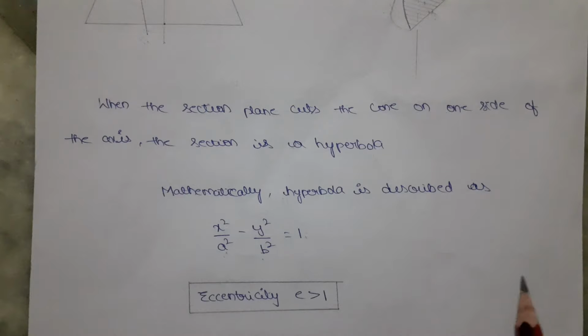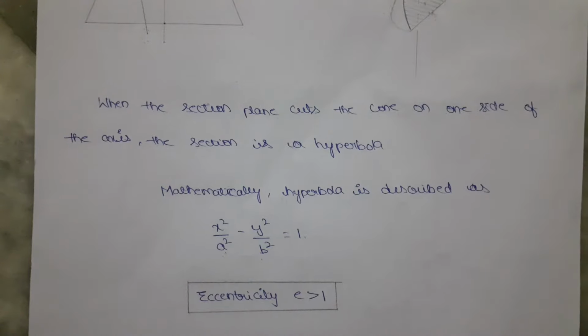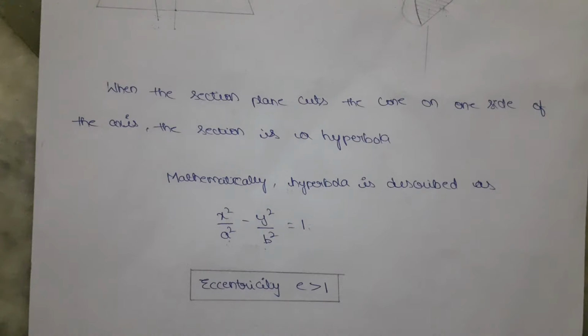So the eccentricity of ellipse is always less than 1, the eccentricity of parabola is always equal to 1, and the eccentricity of hyperbola is always greater than 1. These are the three types of curves we will use in conic sections, and we will see these three types of curves in detail in the next videos.